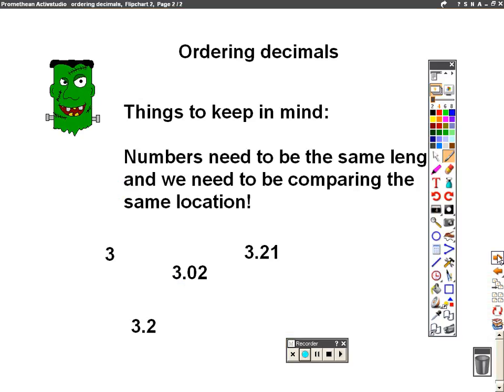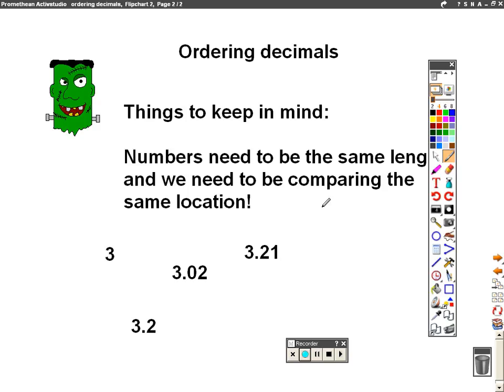When we order decimals, things to keep in mind. Numbers need to be the same length so that we can compare them, and we need to compare the same location. So here I have 3, 3.02, 3.21, and 3.2. I need to write all these numbers because this has no numbers behind a decimal. This has 2, this has 1, this has 2.